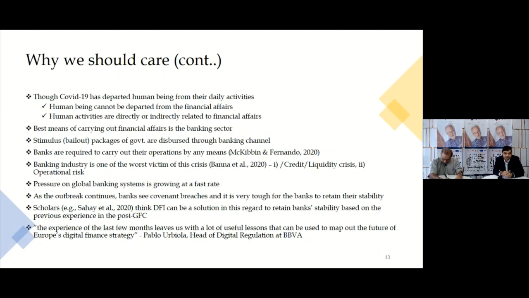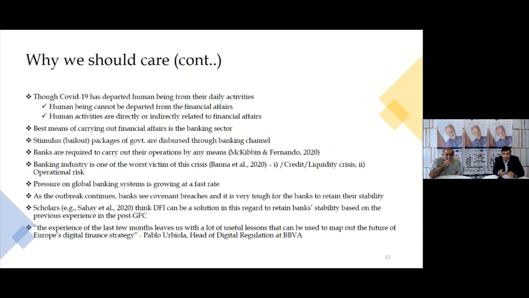And scholars already think that DFI, digital financial inclusion, could be a possible solution to retain bank stability, based on previous experience, which was basically with financial inclusion.